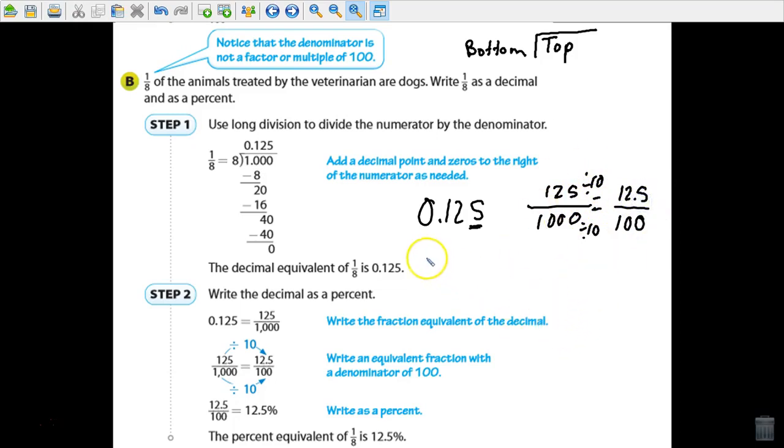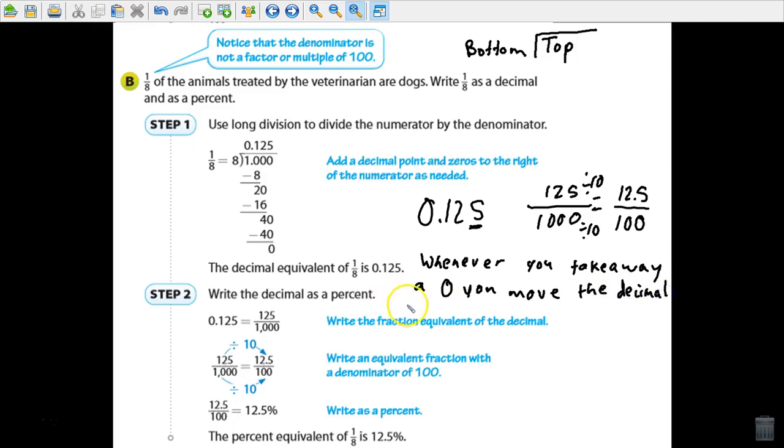Whenever you take away a 0, you move the decimal to the left once. All right. So I have 12.5 over 100. So we know that is 12.5%.